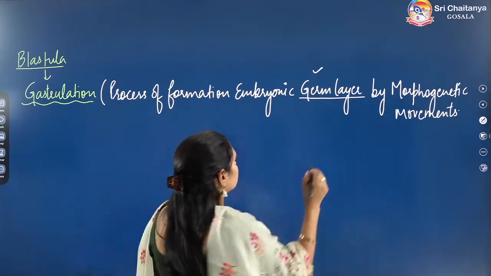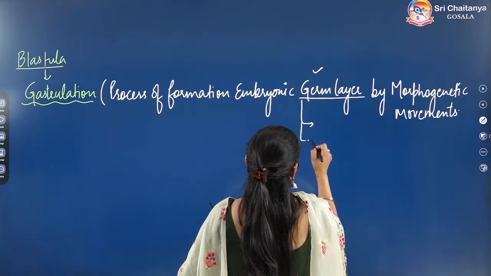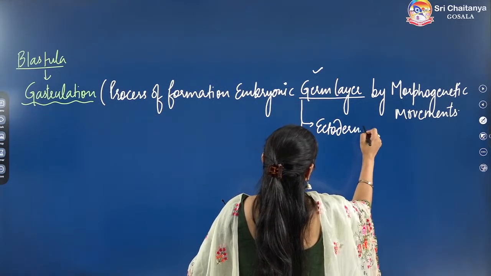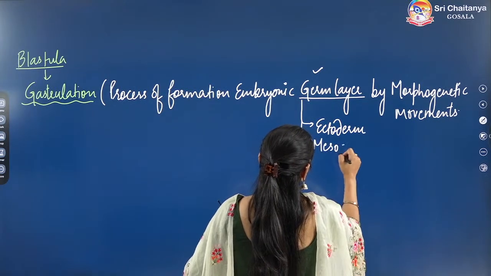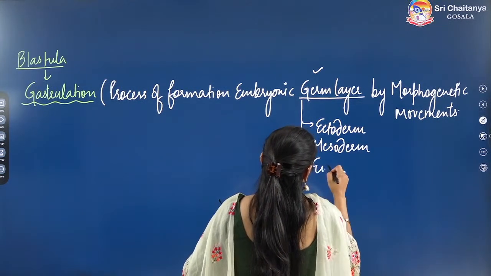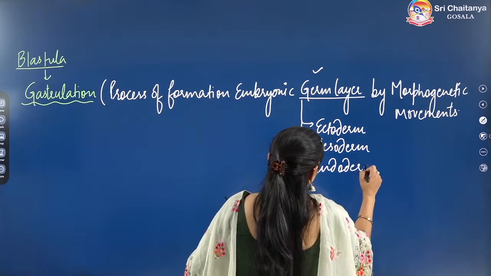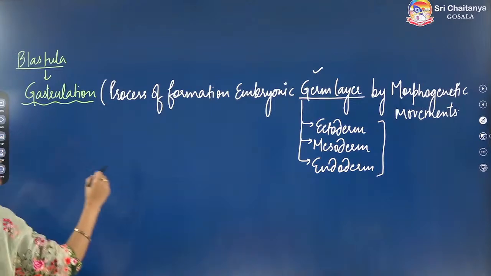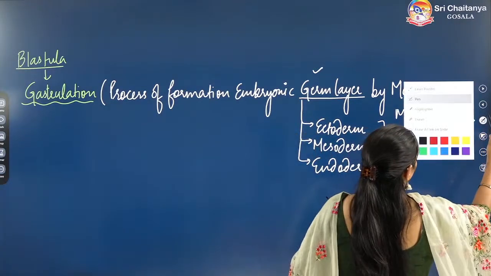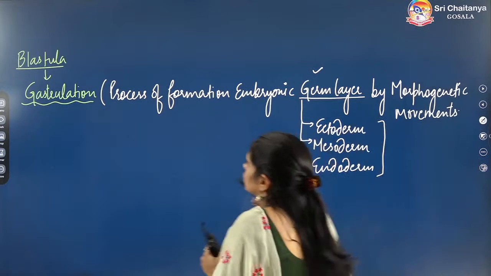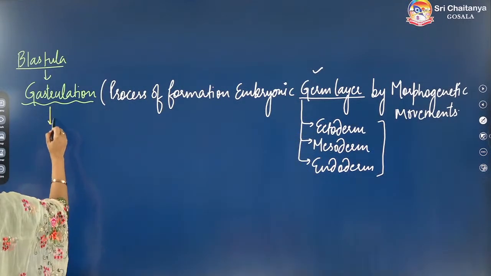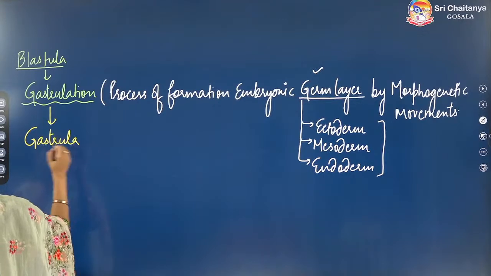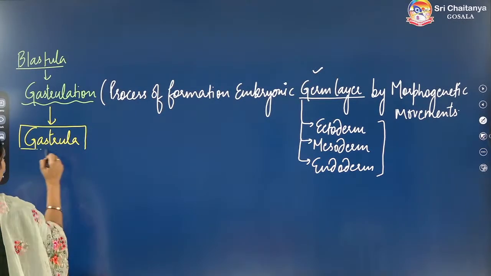So what are these three germ layers, everyone? These are ectoderm, mesoderm and endoderm. So when these three germ layers are formed in the blastula, then we will say the next structure has developed, and that is known as gastrula. So by the process of gastrulation, the next structure which is going to be formed is known as gastrula.